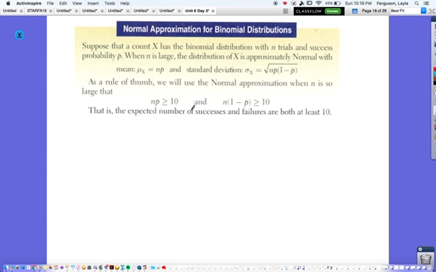As a rule of thumb, we will use the normal approximation when n is so large that the number of trials times the probability is greater than or equal to 10, and the number of trials times 1 minus the probability is greater than or equal to 10. That is, the expected number of successes and failures are both at least 10.